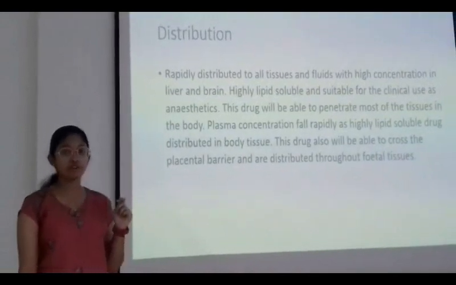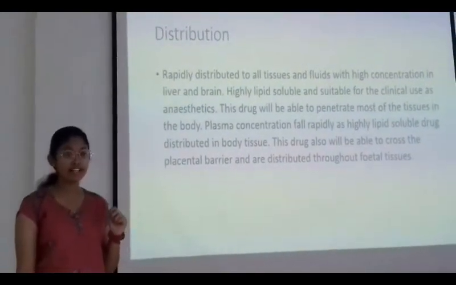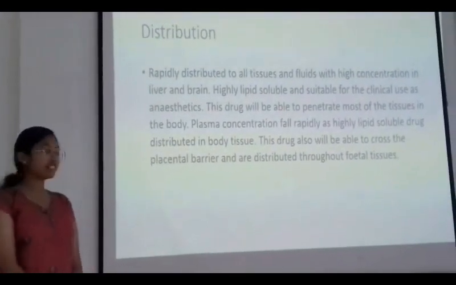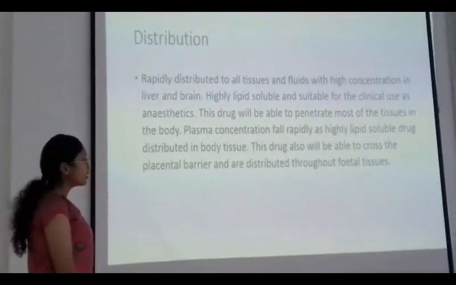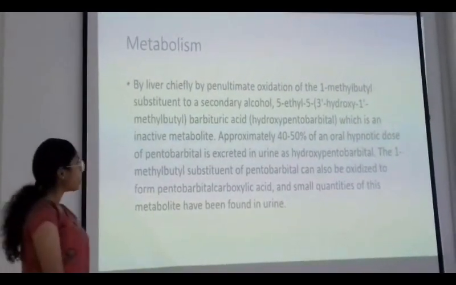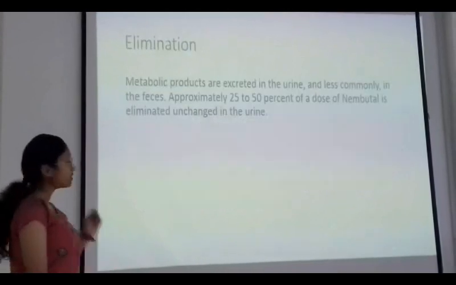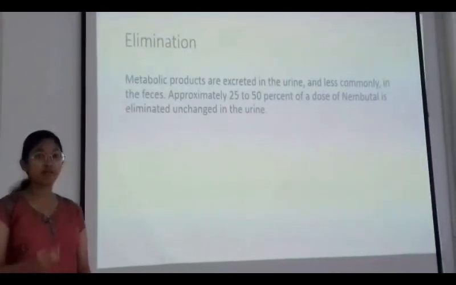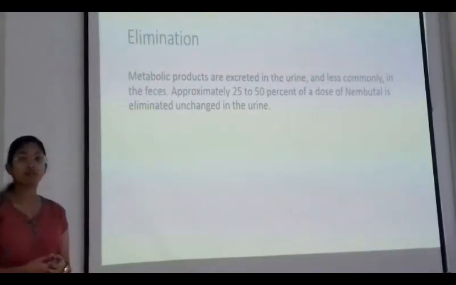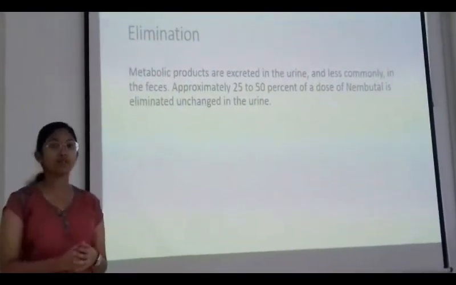Next, the distribution. Since it is a highly lipid-soluble drug, it will be able to distribute well in the tissues and it will be able to penetrate the blood-brain barrier and even the placental barrier. And the metabolism is basically by the liver, through oxidation. Next, these drugs will be eliminated in the urine and some in the feces, and about 25 to 50% of the drug will be eliminated unchanged in the urine.